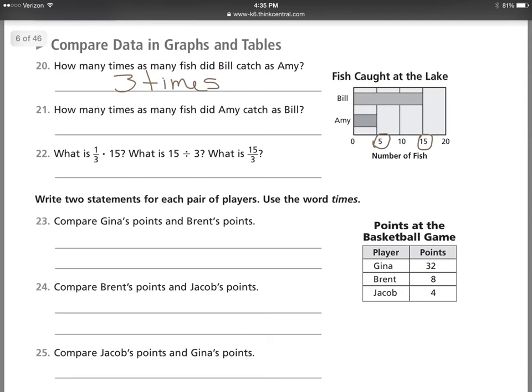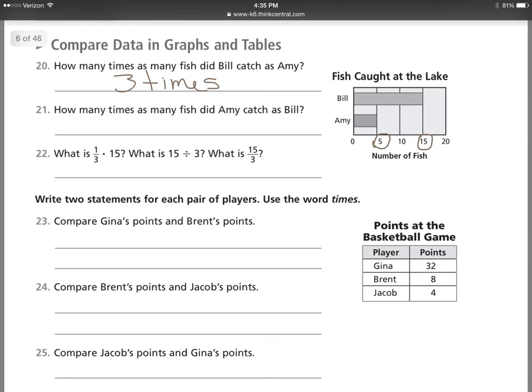So now you're going to reverse it. The question will be reversed. Now, how many times as many fish did Amy catch as Bill? Pause the video if you need to and write your answer in. Complete problem 22 as well.